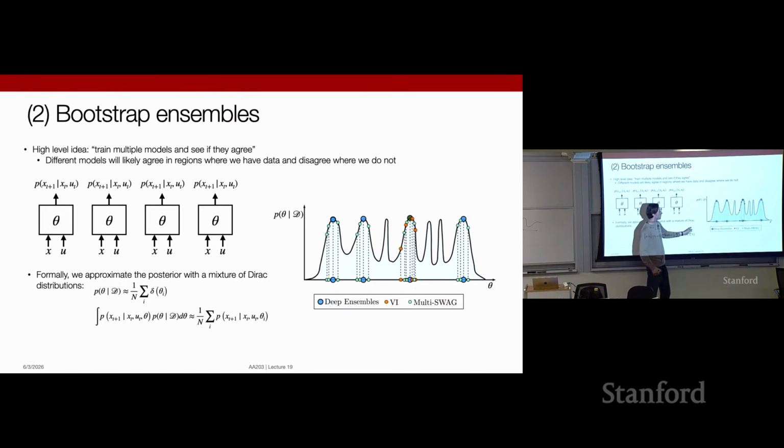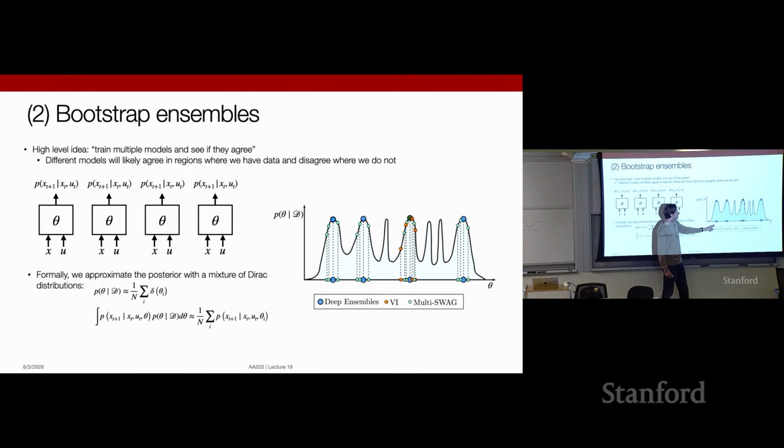Maybe another way to visualize this is, say that here the x-axis represents the parameter space, theta. And the y-axis represents the posterior distribution over parameters given data. So say that the ground truth posterior distribution is represented by the shaded multimodal distribution here. And for now, disregard VI, which stands for variational inference, and this multi-swag algorithm.